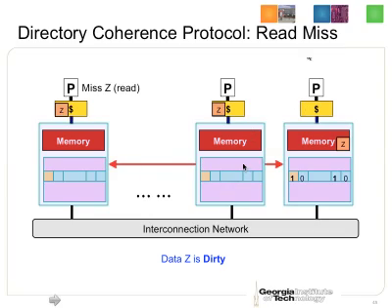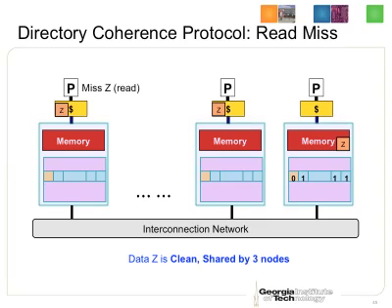and then the owner will do two things. It will update the value of the requester. It will also update the home node by sending the most recent value. And after that, it will clear the dirty flag. Because now everybody has the same value, especially the home node has the most recent value, so it's not dirty anymore. So finally, the state of the data z is clean and it's shared by 3 nodes.